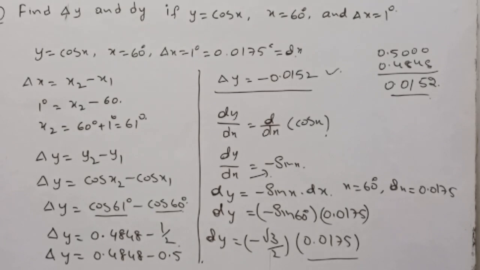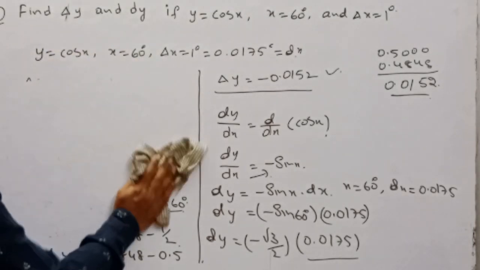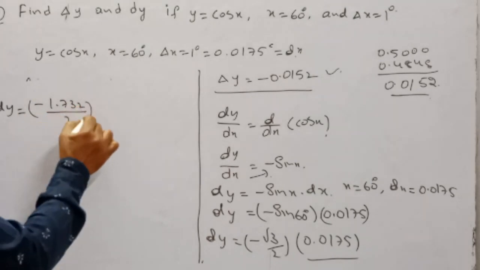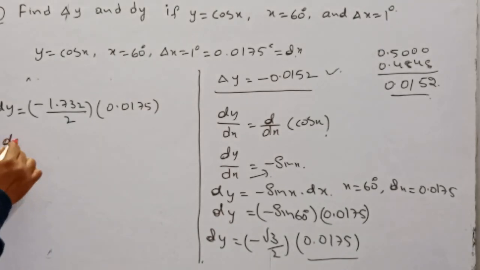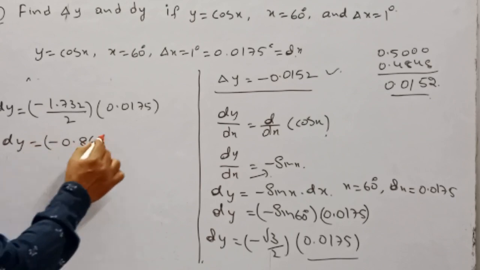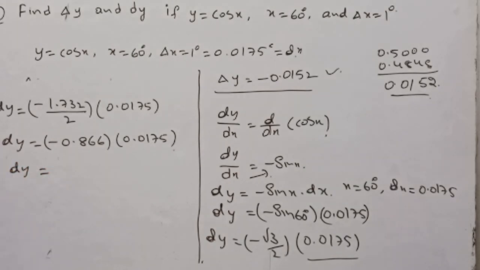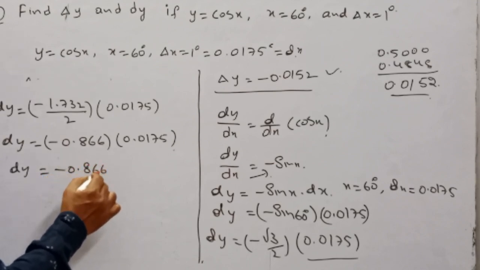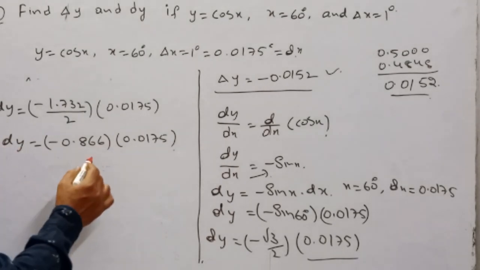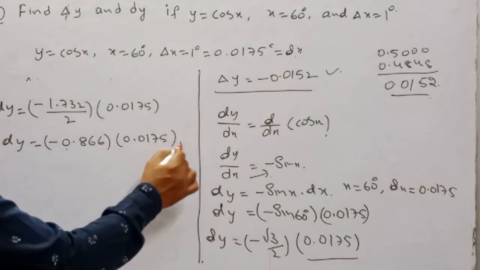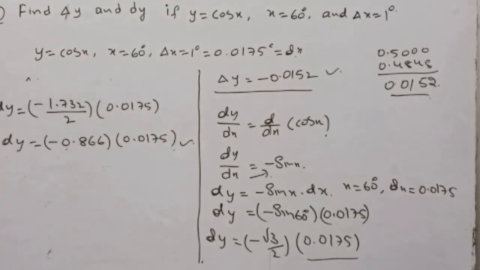Then minus root 3 by 2 value. What is the value of root 3 by 2? Here dy is equal to minus 1.732 by 2 into 0.0175. dy is equal to minus 0.866 into 0.0175. You can multiply this one, and approximately we get the result. Okay, all of you, that's all. These are the values of dy and delta y.